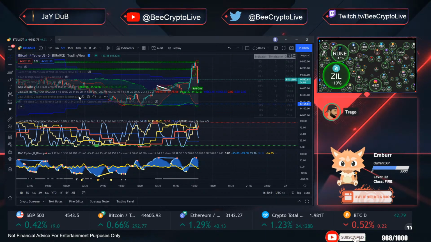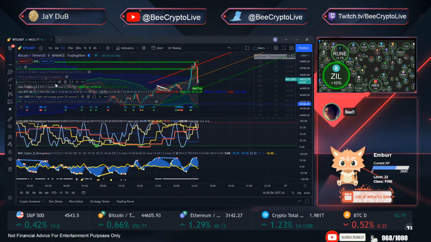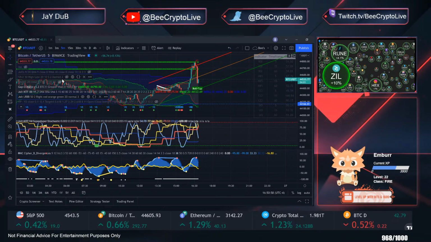So is it just called bull gap on TradingView? It's called gap-o-matic v1.2. Sweet.